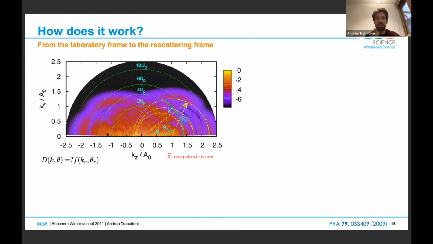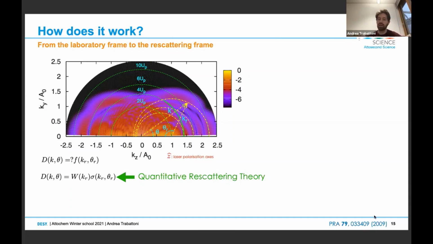From this point of view, how can we proceed? We would like, from this momentum distribution, to really understand the scattering event and see what the parameters for the rescattering are. So we need this distribution to be a function of the variables of the scattering event, so the momentum of the electron at rescattering and the angle of rescattering. And actually, this relation is extremely easy. It is provided by quantitative rescattering theory.